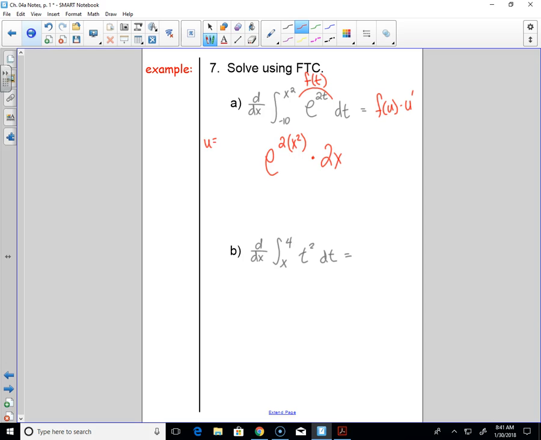u was x squared, u prime is 2x. So then we go to plug in the x squared to the t spot, and then multiply it by the u prime. So final answer, 2x e to the 2x squared. Does that make sense?